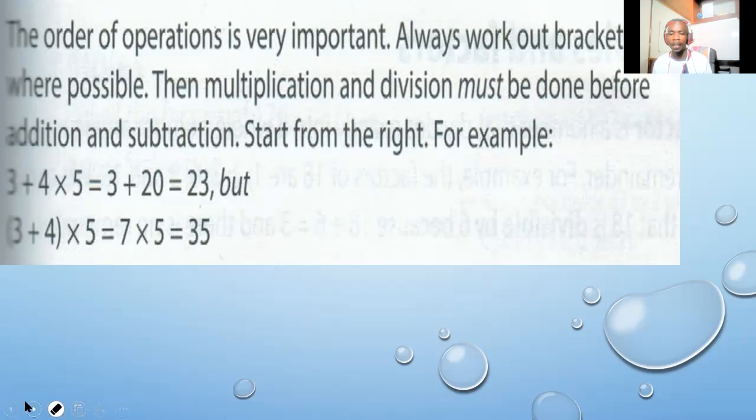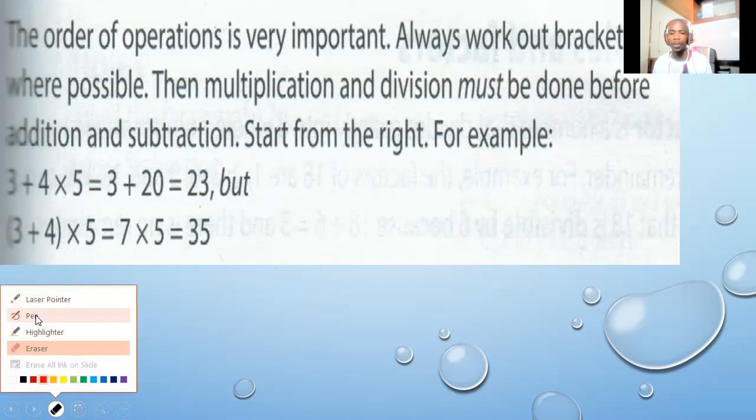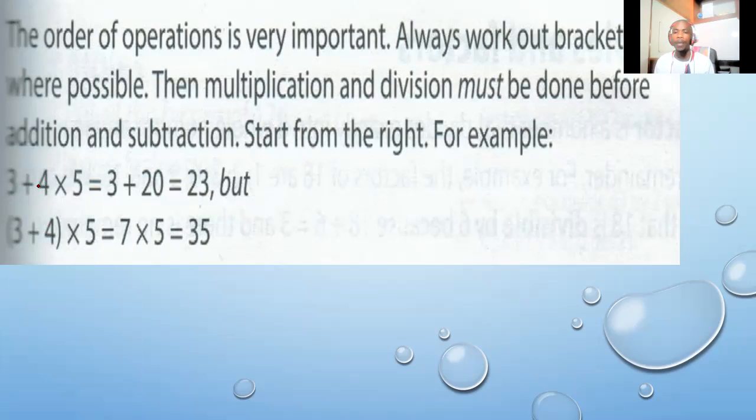Here is an example that I have for you already done: 3 plus 4 times 5. Let's start with multiplication. 4 times 5 is 20. There are no brackets, so we go on to multiplication. Then we are done with this one, it has given us 20. Now we say 20 plus 3. And what do we get? 23.